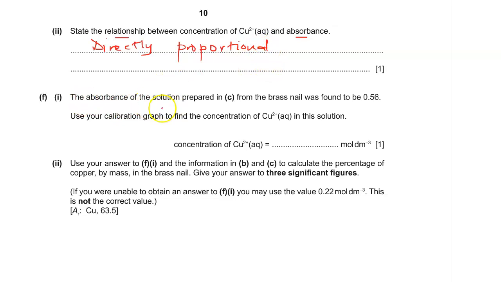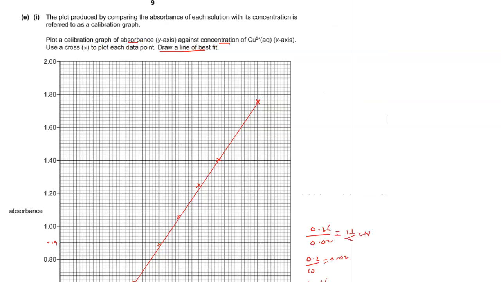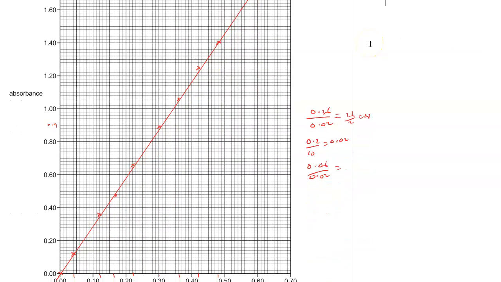The absorbance of the solution prepared in C from the brass nail was found to be 0.56. Use your calibration graph to find the concentration of copper ions in this solution. So we go to our graph.